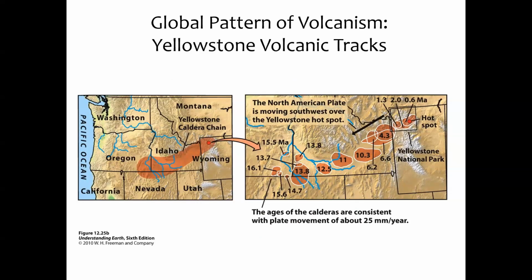We can get that same idea if we look at the Yellowstone hotspot, and we can look at the Snake River Plain over here and all the chain of volcanic deposits that we see there. We can actually tell the North American plate is moving southwest over the Yellowstone hotspot because of the ages of these. So these are 15 million years ago up to the Yellowstone hotspot today, which has erupted 3 times in the past 2 million years. It seems to erupt every 600 to 700,000 years. And the last time it erupted was about 600,000 years ago.